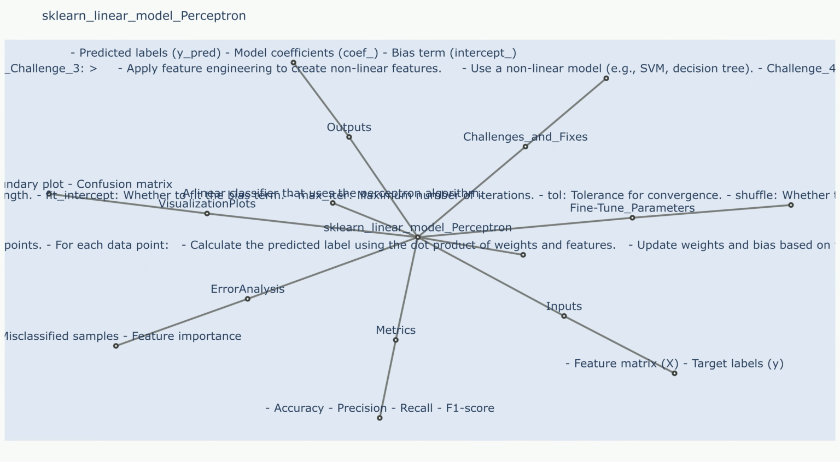Challenge 3: nonlinear data. The perceptron is a linear model, so it cannot learn nonlinear decision boundaries. Sample use case that resulted in challenge 3: training a perceptron on a dataset with a nonlinear decision boundary. For example, a XOR dataset. Fixes to challenge 3: use a nonlinear model, such as a support vector machine (SVM) with a kernel or a neural network.